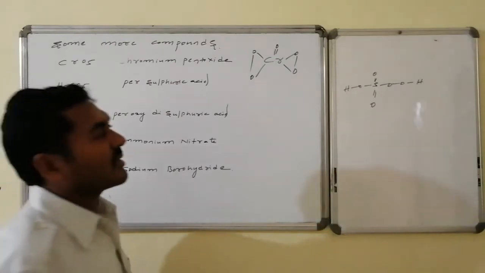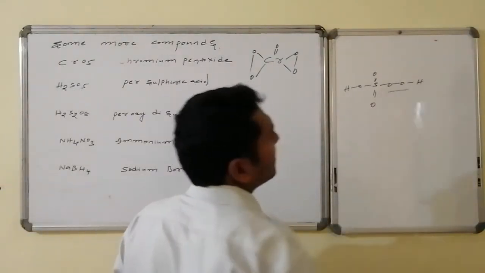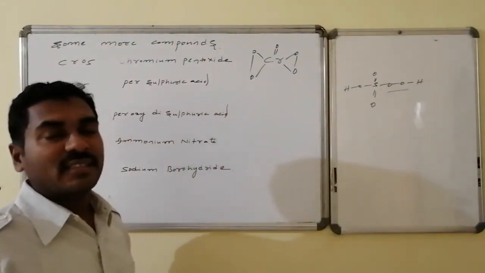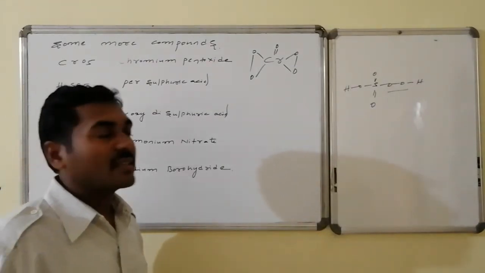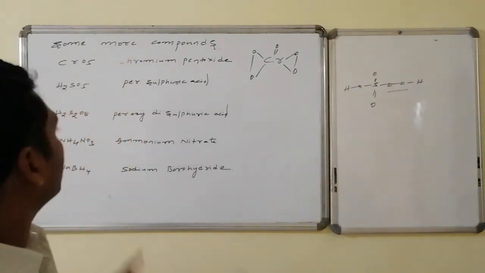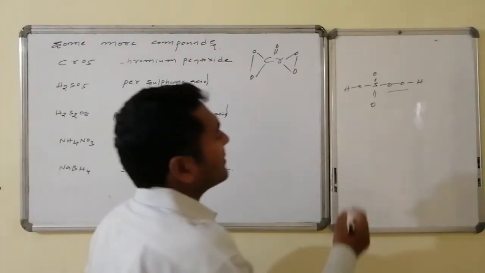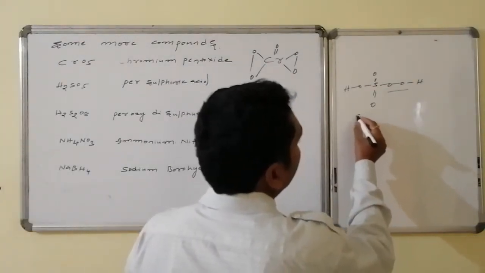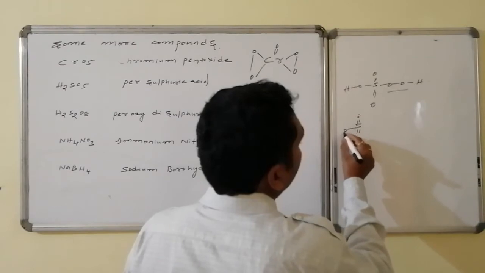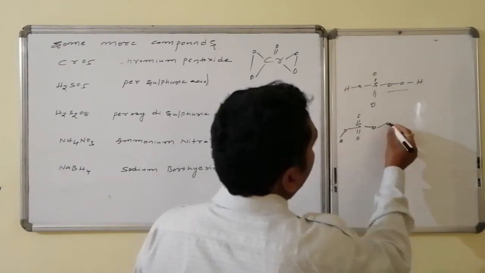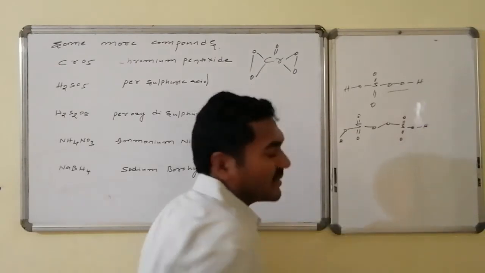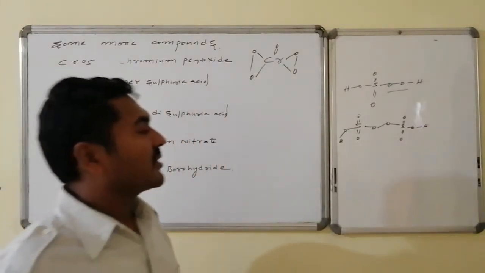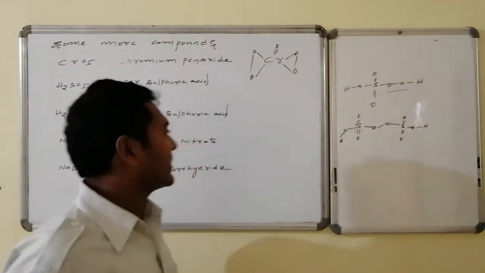H2SO5. Here one peroxide bond is there. Due to this peroxide bond, for each such oxygen, the oxidation number is decreased by 1 unit. Hence the maximum oxidation state shown by the sulfur is +6. And peroxydisulfuric acid is also of the same fashion. This is peroxydisulfuric acid. One peroxy bond is there and 2 sulfuric acid units are connected.